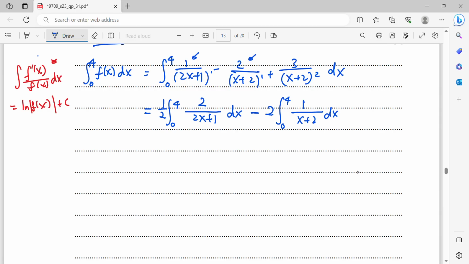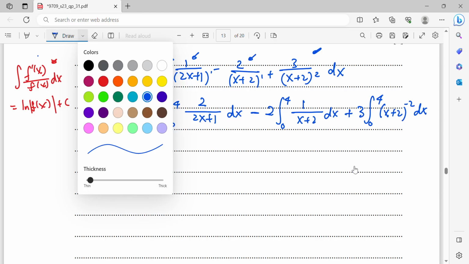Alright, so for the third integration, now your degree is 2 in the denominator, which means that we cannot use ln. We have to move it up. So when I move up, I will write 3 integrate 0 to 4 x plus 2 to the power of negative 2 dx.